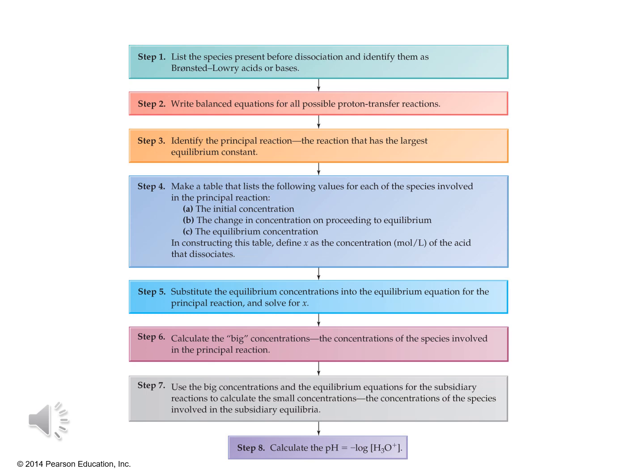The key points here in calculating the pH of a weak acid or a weak base is to make sure that you have a balanced equation. The second thing is to make an ice table, and then substitute the equilibrium concentrations into the equilibrium equation for the principal reaction and solve for x. Then plug it into your pH formula.